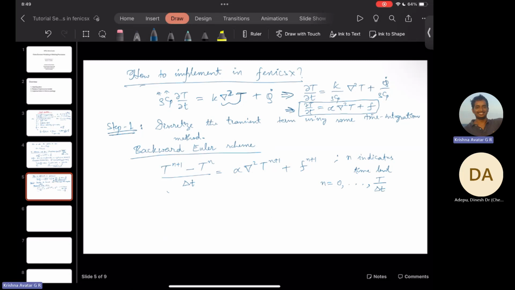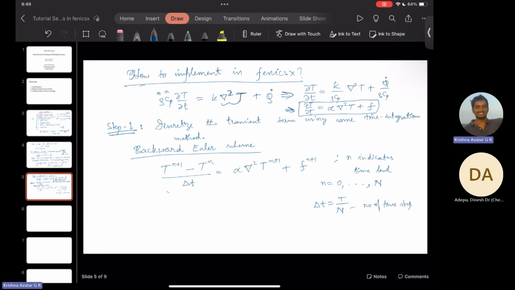So we'll first define our delta t as some T by N, where N is the number of time steps. So delta t is equal to T by N. N is the number of intervals, or number of time steps, that is the better word. Number of time steps, and T is our final time.